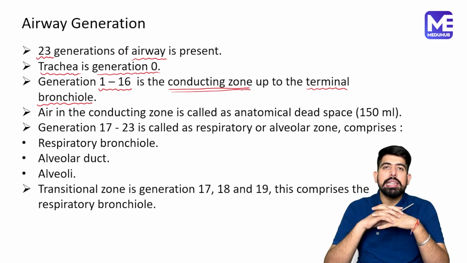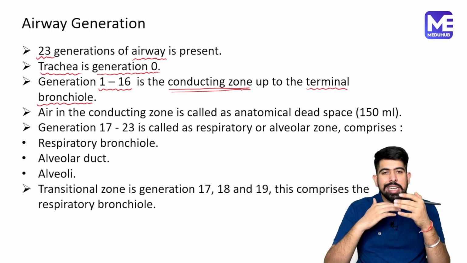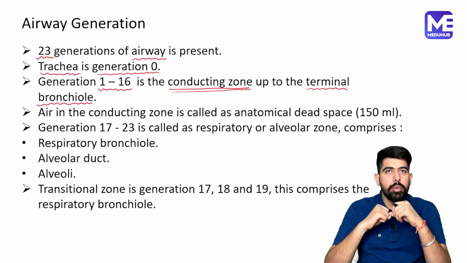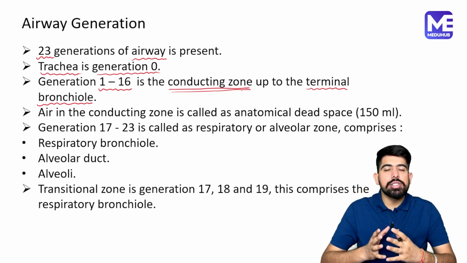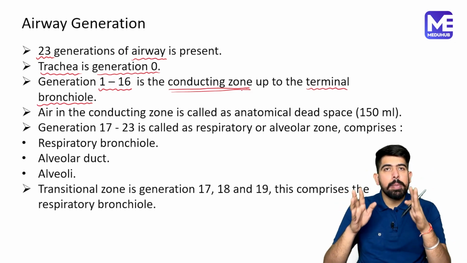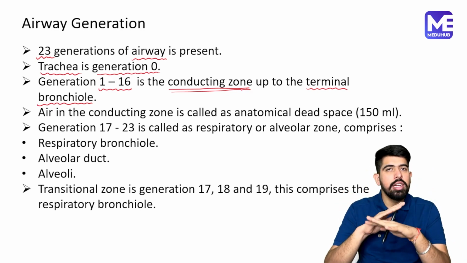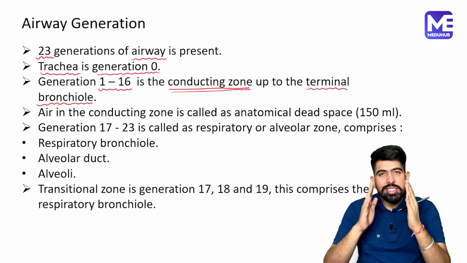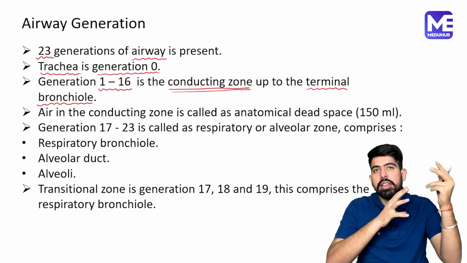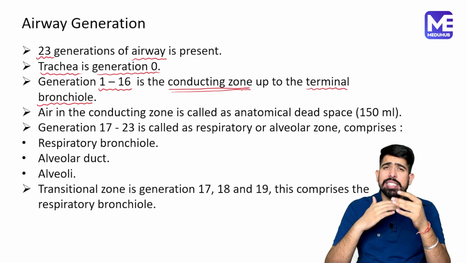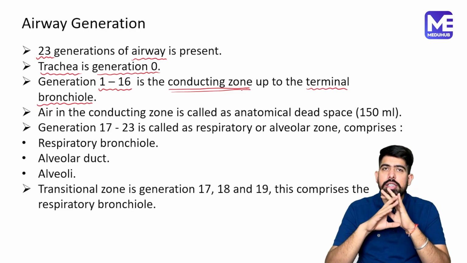What do you understand by the conducting zone? It means they are just doing the conduction. What is the meaning of conduction? There are tube-like structures which are conducting the air. There is no respiration in these starting 16 generations, just conducting the air. They conduct the air from the trachea through all the 16, right? It means all these starting 16 generations don't have any kind of respiration work.